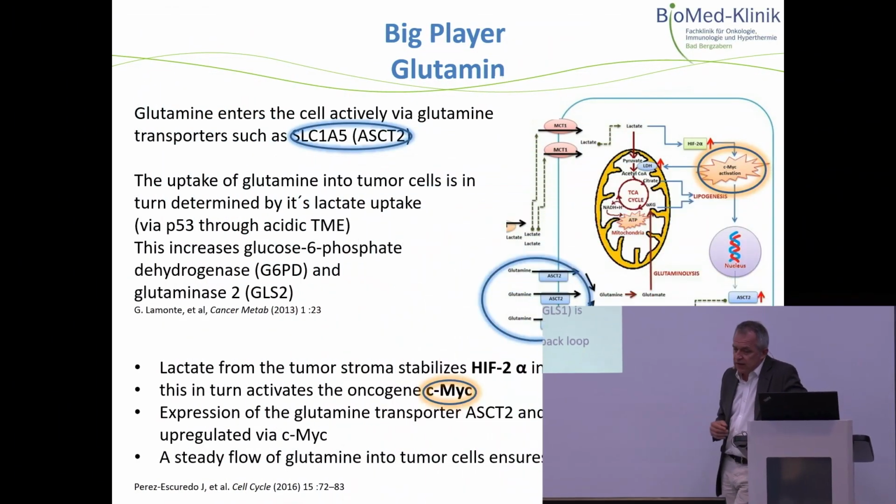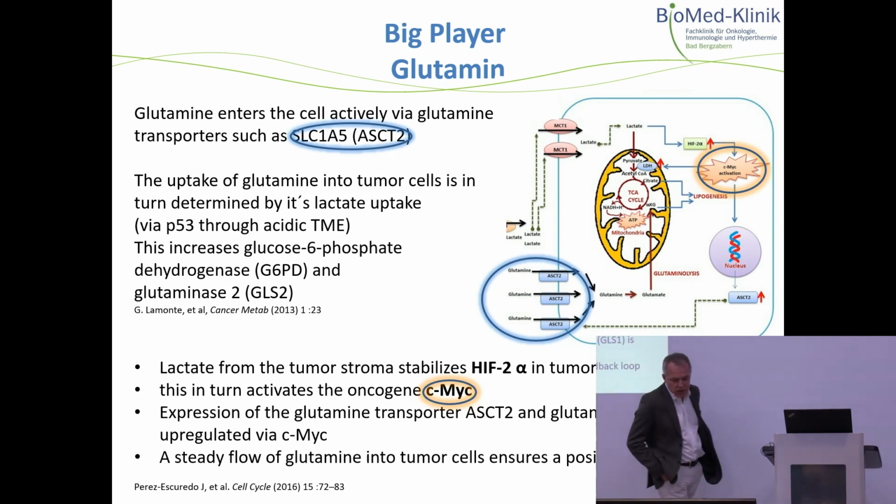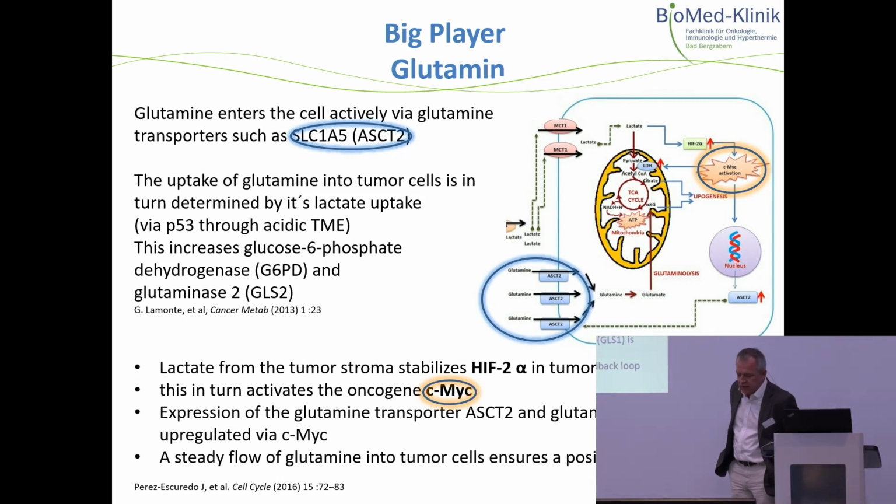Glutamine is actively ingested by the tumor cell via transporters, and what you can see here, the uptake of glutamine into the tumor cells is in turn determined by its lactate uptake. It's a co-stimulus. This increases glucose-6-phosphate dehydrogenase and glutaminases, and one of the very important things is the oncogene c-MYC. The c-MYC expression induces the transporter SLC1A5 and glutaminase, and therefore the glutamine uptake in the tumor cell is self-regulated by the tumor cells, and it's just a feedback loop.